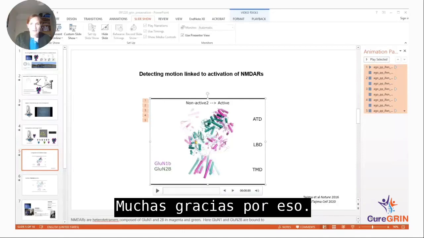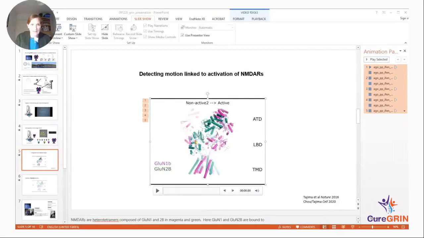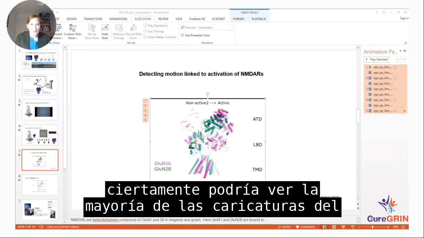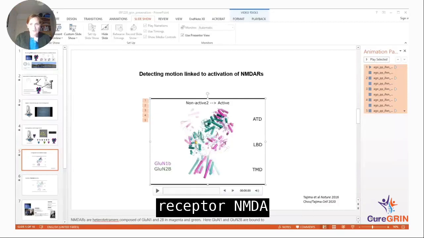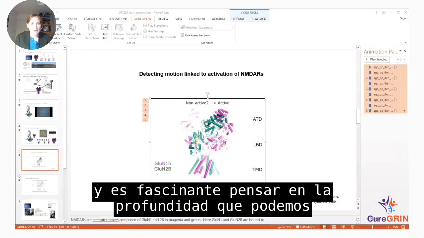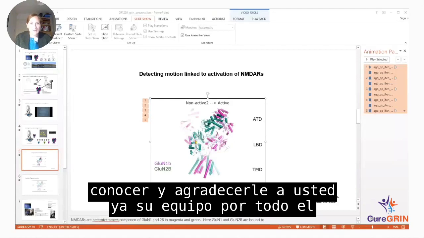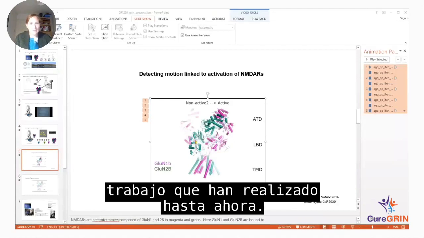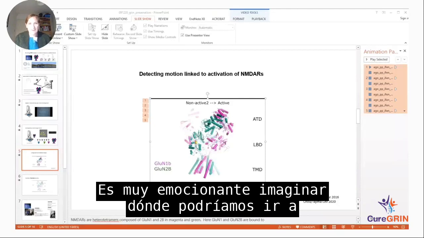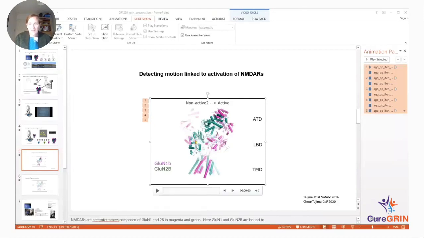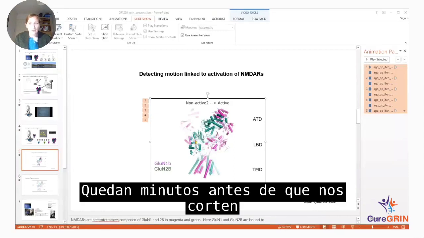Thank you very much for that. I think the slide's got the end again, but we could certainly see most of the NMDA receptor cartoons. It's fascinating to think how much depth we can get into now. Thank you and your team for all the work that you've done on this so far. Very exciting to imagine where we might go next. We've got just a couple of minutes left now before we're going to get cut off.